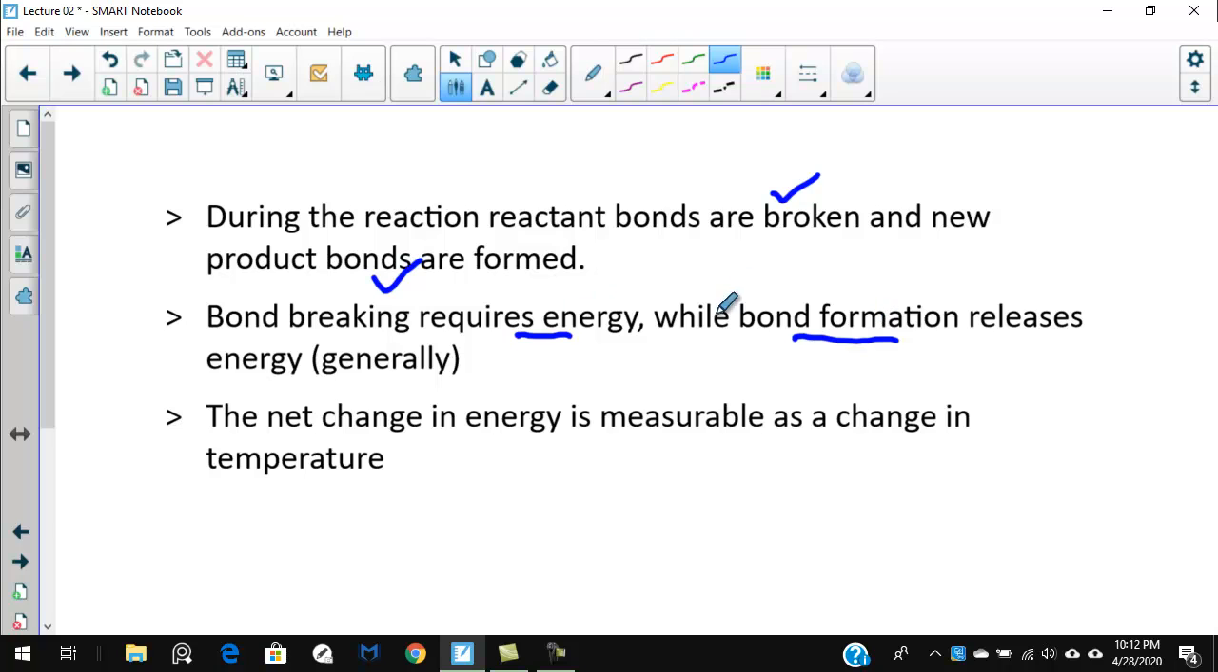And the net change in energy between those two things is what we're trying to figure out. And we can measure that. That's what we've been measuring as a change in temperature when we look at calorimetry. We've been looking at that net change in energy. But now we're just going to use some theoretical numbers to be able to figure out how much energy is tied up in these bonds. Okay.